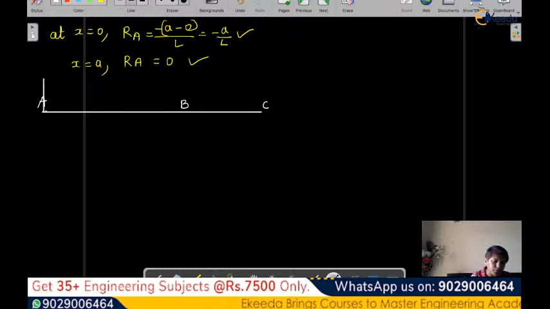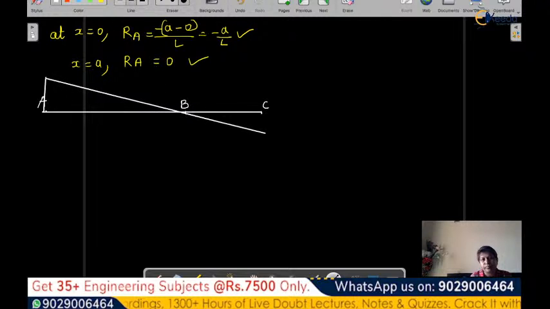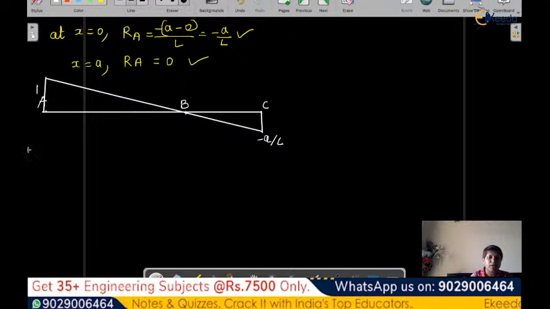This is the 1 ordinate. Now here we started calculation from this side. So that is the 1 ordinate, and at this point it is 0. Now when you start calculation from this side, at x equal to 0, ordinate is minus A by L. So let's draw this. This ordinate is minus A by L, and this ordinate is 1. This is positive, this is negative. So this is our influence line diagram for Ra.